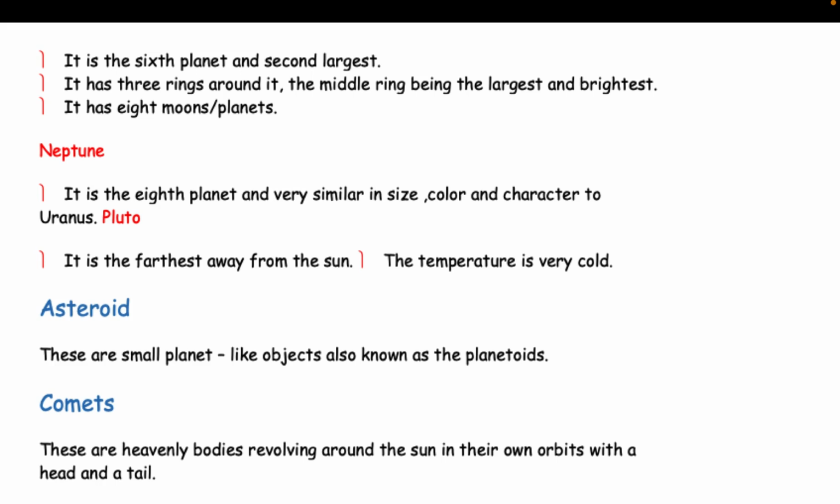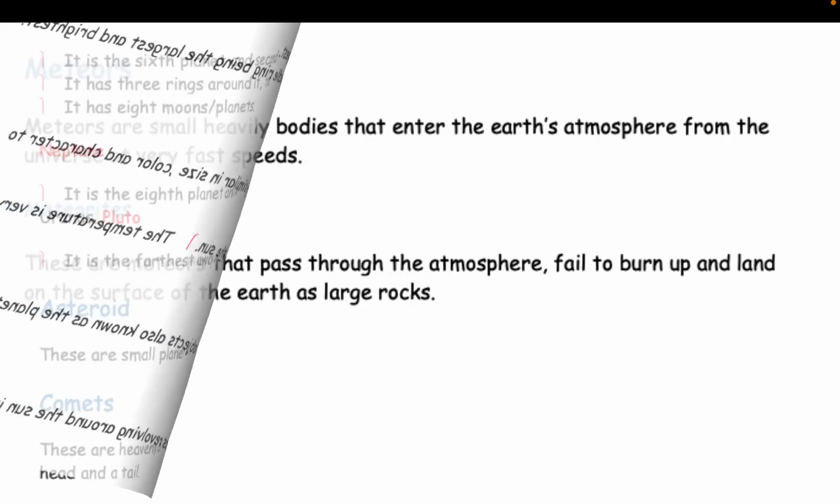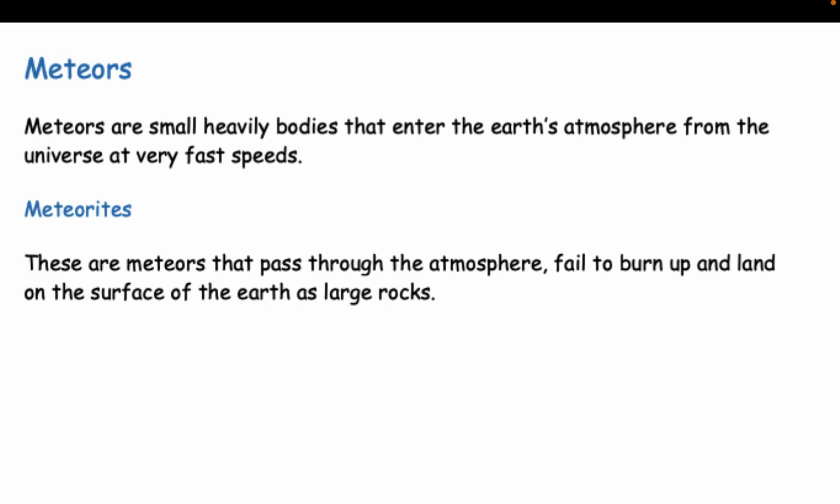Neptune. It is the 8th planet and very similar in size, color and character to Uranus. Pluto. It is the farthest away from the Sun. The temperature is very cold. Asteroids. These are small planet-like objects also known as the planetoids. Comets. These are heavenly bodies revolving around the Sun in their own orbits with a head and a tail. Meteors. Meteors are small heavenly bodies that enter the Earth's atmosphere from the universe at very fast speeds.